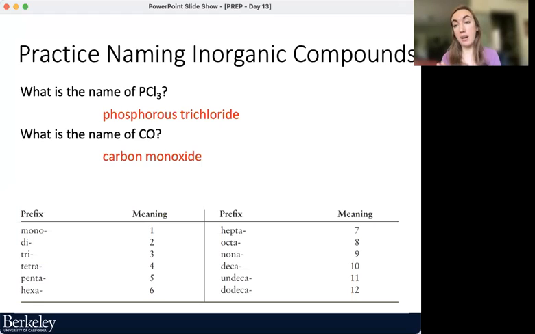For inorganic compounds that aren't ionic, we don't necessarily know how many of each there are because they aren't charged. And so we need to specify the number of each type of atom. So we use these prefixes to specify the numbers of each. Any questions so far before we move into hydrocarbons?